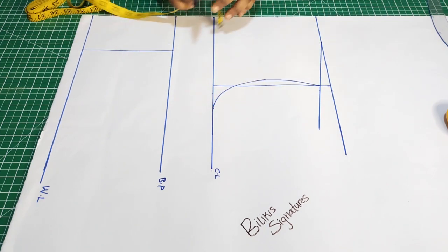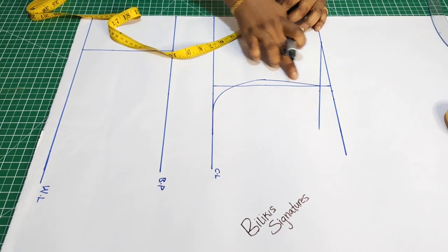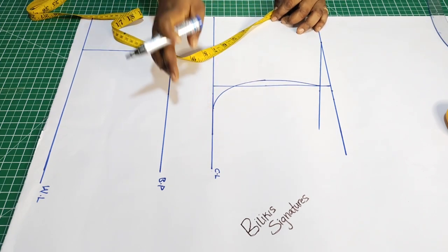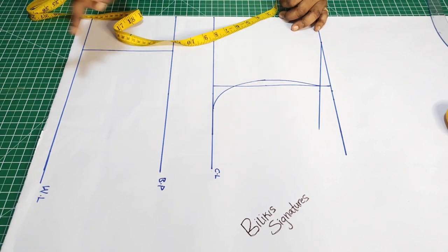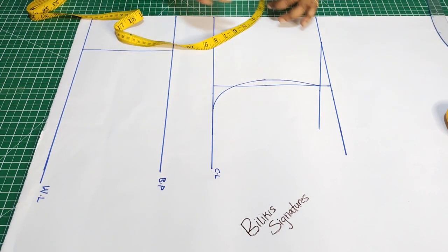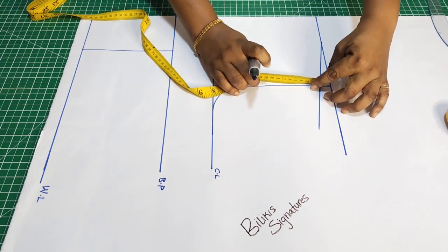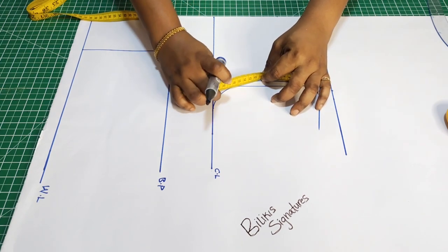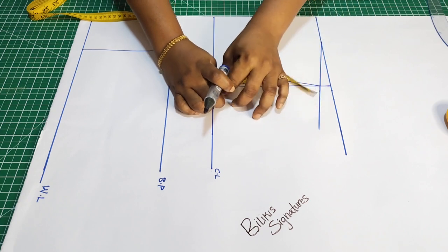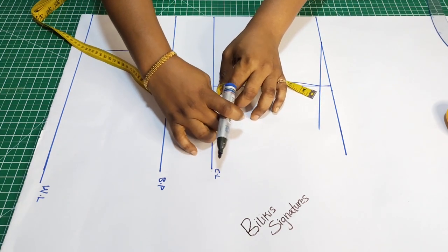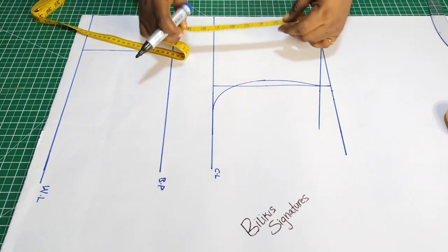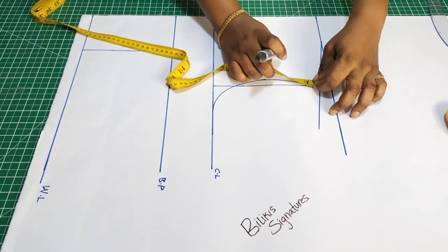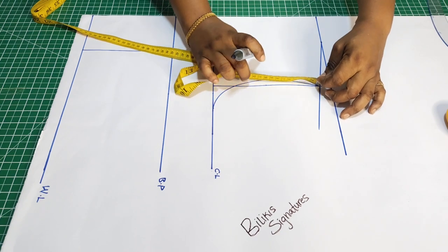So the first thing we are going to do now is to take the measurement of this armhole curve, because for the princess we are going to be taking in some dart at the armhole region and also at the waist region. So let me just take the measurement here. Here I have 9 inches, so just divide that into 2 and that will give me 4 and a half. So all you have to do is to measure 4 and a half on the armhole line.